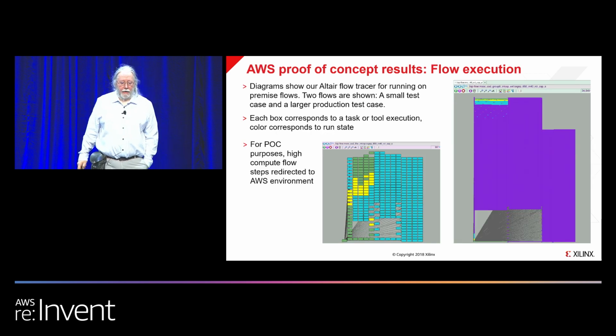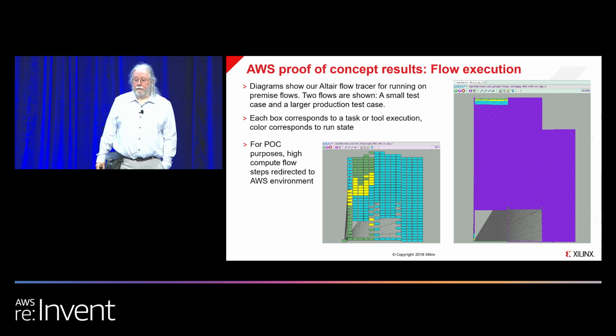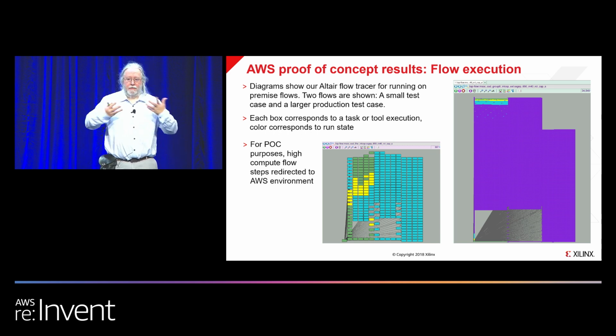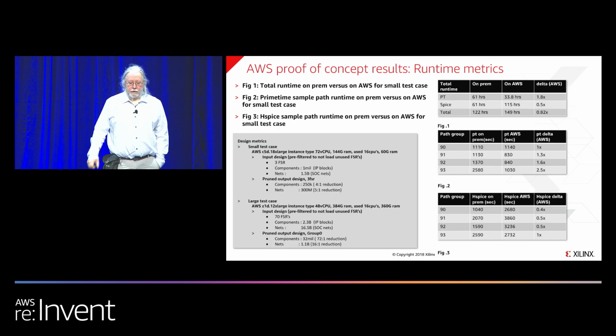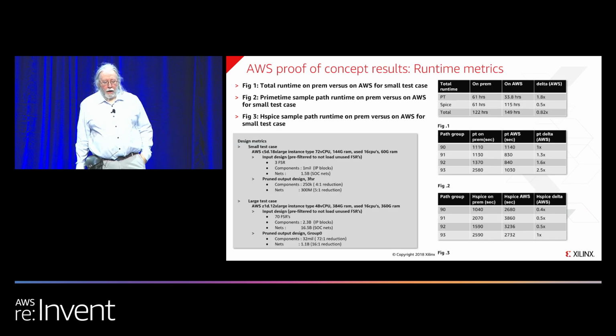We also use Altair's flow tracer tool to manage our flows. It makes seeing what's going on a little easier for us to track. Each little box corresponds to a job or a task. Whilst we currently run Altair on-prem, we don't run it on Amazon. We do have some of those boxes that will push those sub-jobs into the Amazon queue, and then in general pull the results back.